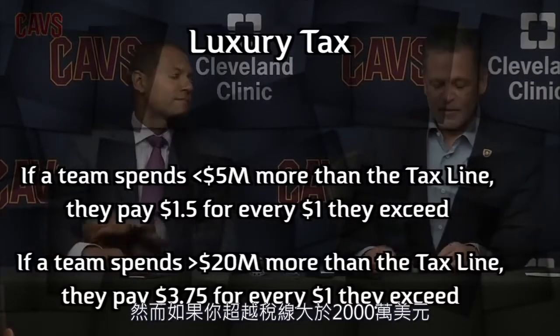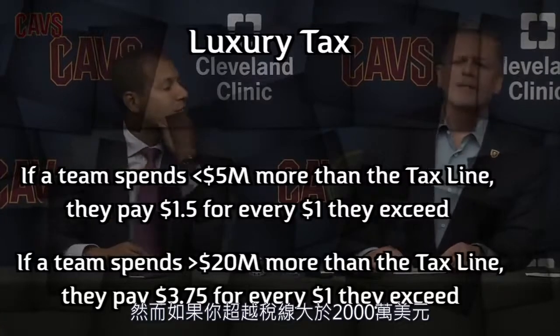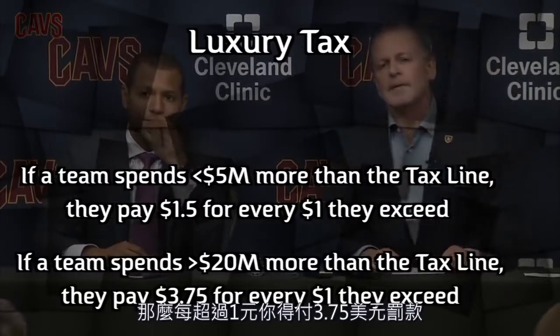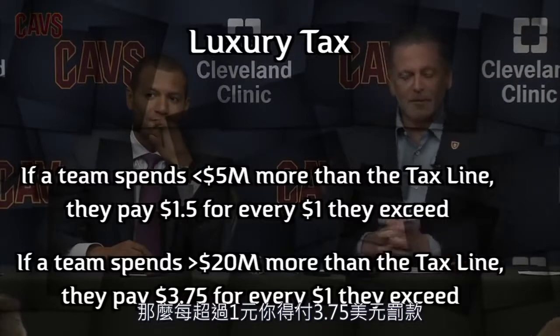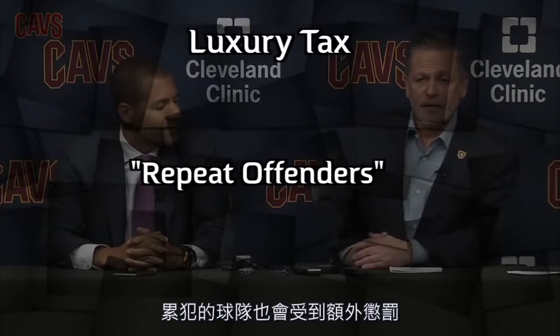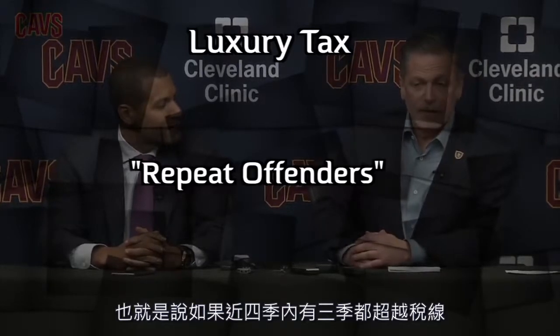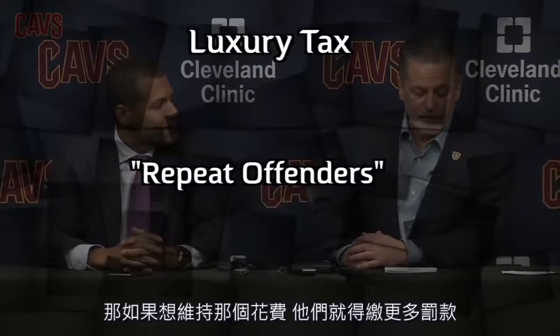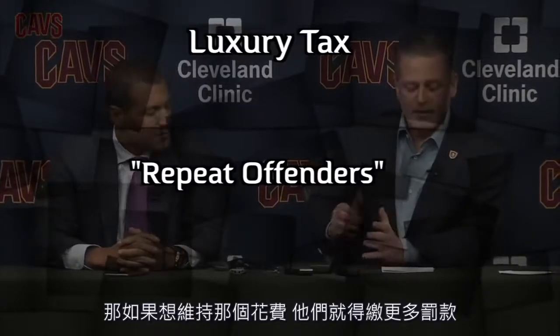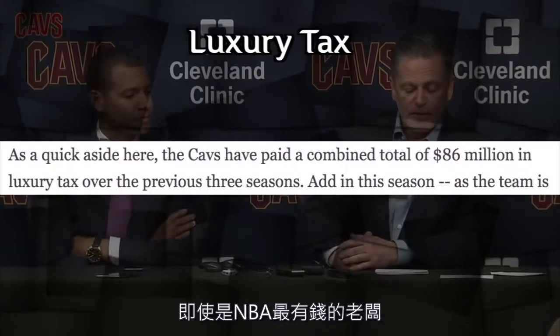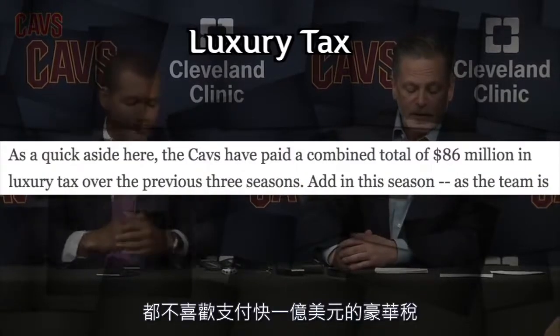However, if you exceed the tax line by more than $20 million, then you pay $3.75 in tax for every $1 you exceed the tax line. Teams are also punished if they are repeat offenders, meaning that if they have exceeded the tax line in at least 3 of the previous 4 seasons, then they have to pay even more if they wish to stay above the tax line. All these rules are meant to discourage teams from spending too much money, and for the most part, they work. Even the richest owners in the NBA don't like the feeling of paying nearly $100 million in luxury tax.